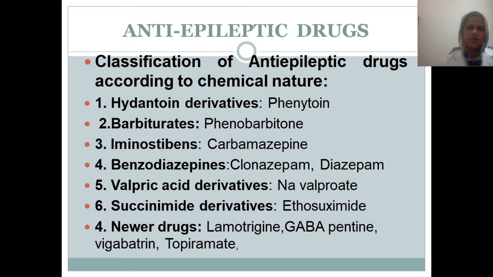Now the classification of anti-epileptic drugs according to chemical nature. Hydantoin derivatives, that is phenytoin; barbiturates, phenobarbital; iminostilbenes, carbamazepine; benzodiazepines, clonazepam, diazepam; valproic acid derivatives, sodium valproate; succinimide derivatives, ethosuximide; newer drugs, lamotrigine, gabapentin, vigabatrin, topiramate, etc.